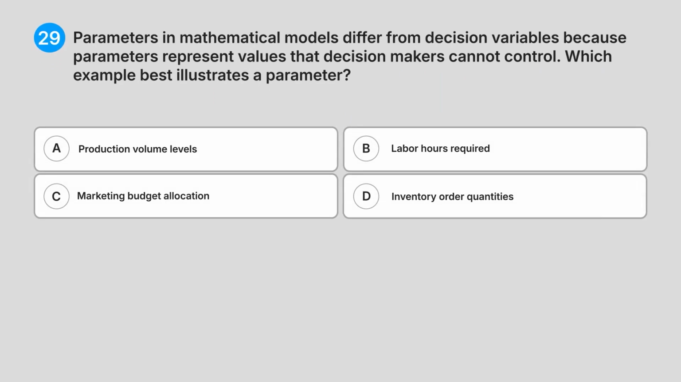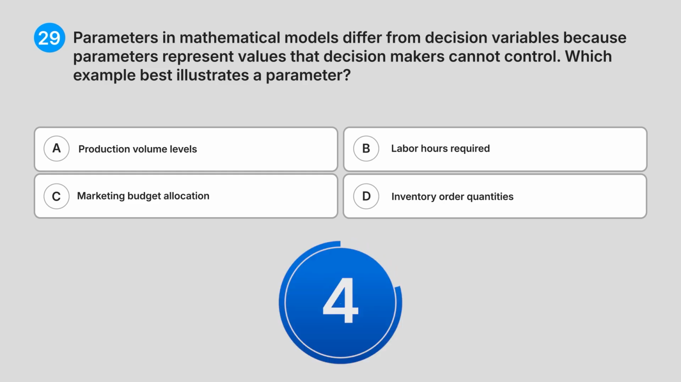29. Parameters in mathematical models differ from decision variables because parameters represent values that decision makers cannot control. Which example best illustrates a parameter? A. Production volume levels. B. Labor hours required. C. Marketing budget allocation. D. Inventory order quantities.